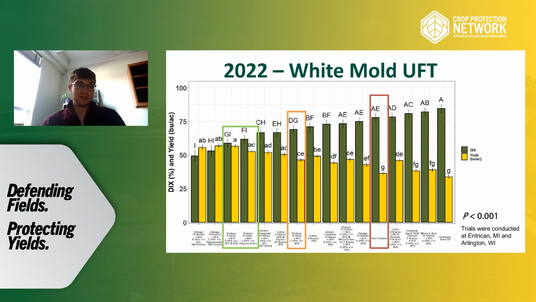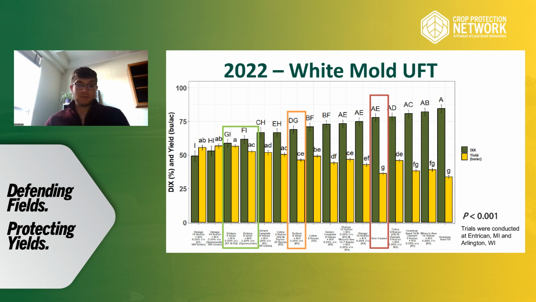The one on the left-hand side is a 2-pass program, both at the R1 followed by the R3 growth stage. And then we have another treatment using Endura using our Sporecaster applications or Sporecaster recommendations, okay? And in this particular case, Sporecaster was only applied one time. So we can see a similar trend here that you can make 2 applications of Endura, or you can make 1 application at the appropriate time and receive about similar yield and disease levels.